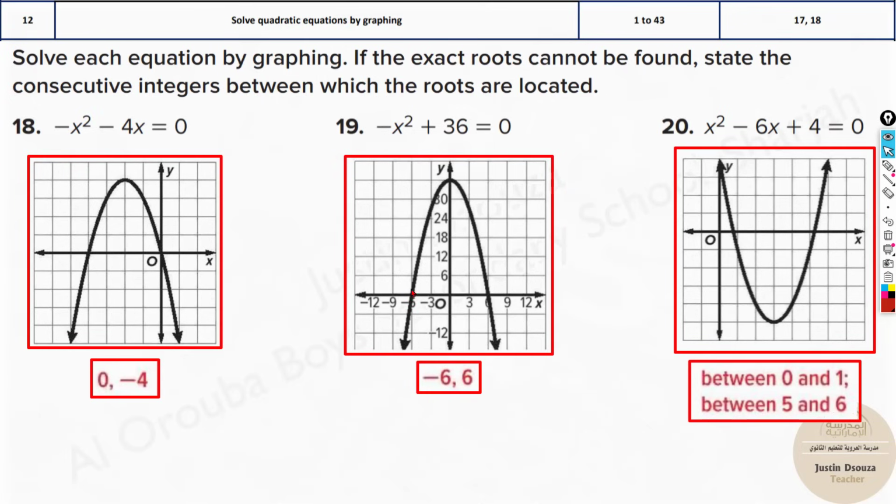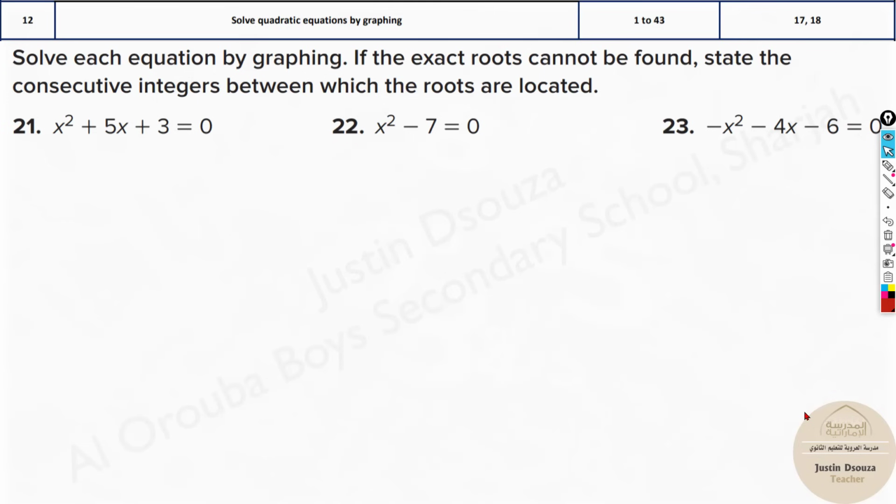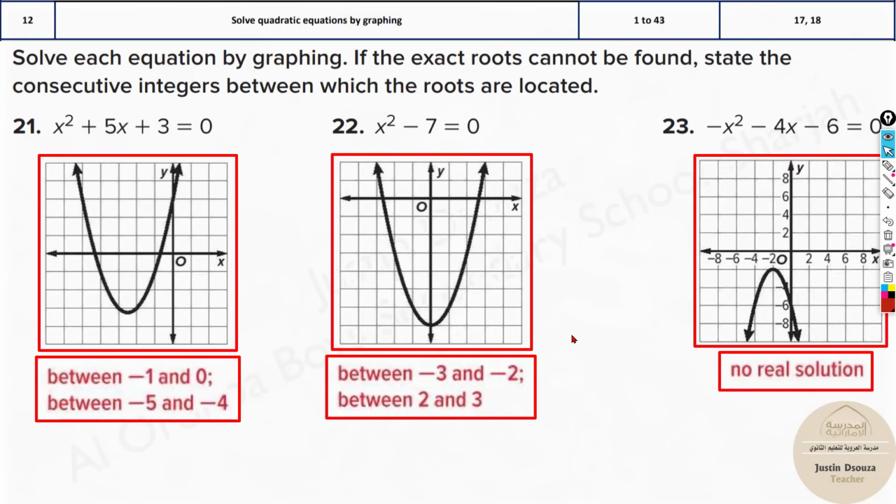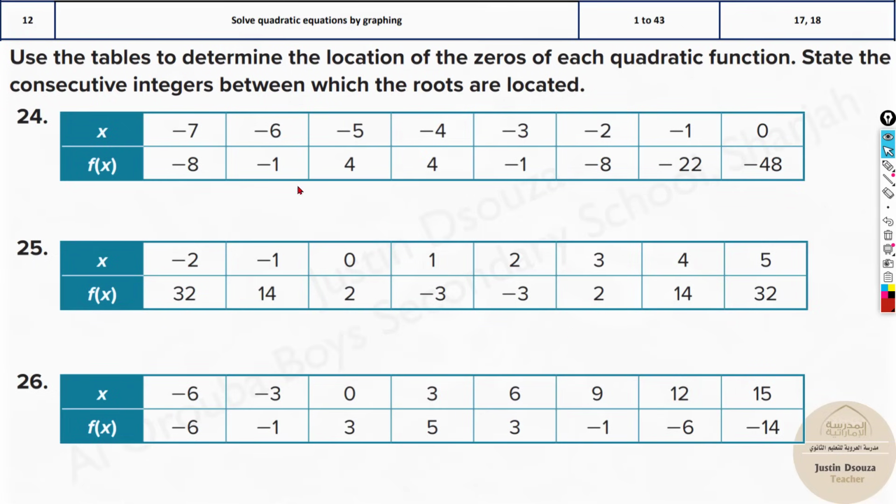Now, if it is exactly on the point, you can directly tell it's minus 6 and 6 here as well. But otherwise, if it's in between, you can just tell a range of 0 to 1. Based on the options, select the correct answer. Now, even over here, look at the options and then select the correct answers.